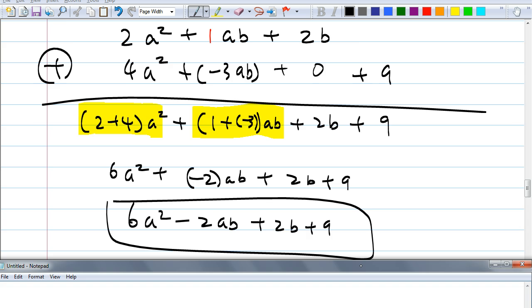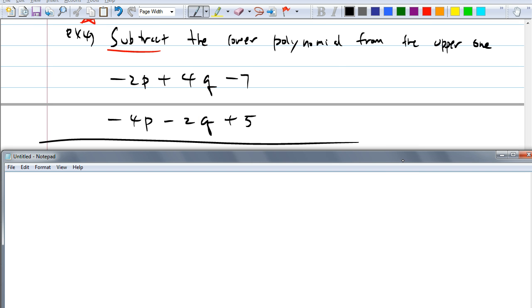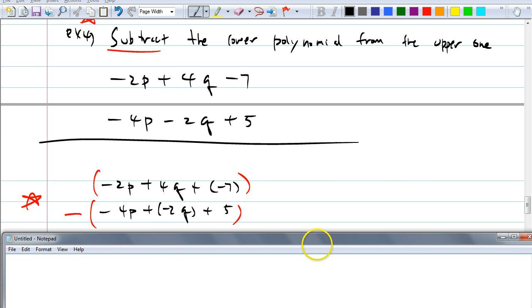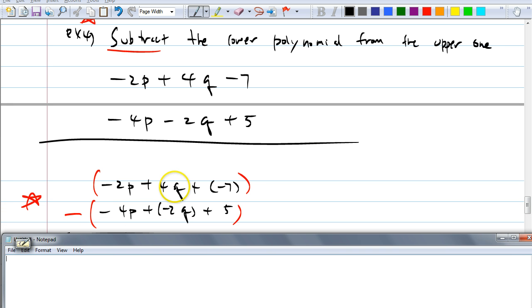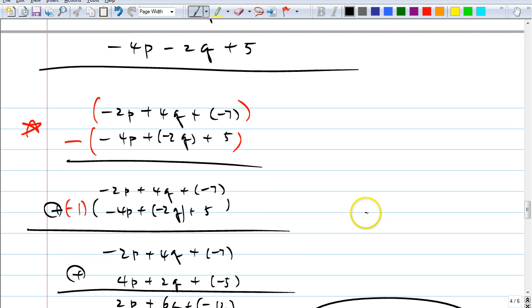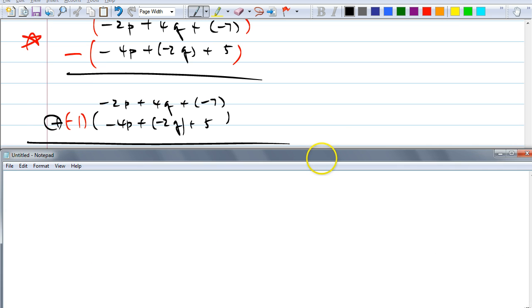Okay, here we go. It says subtract the lower polynomial from the upper, right? Now, if I give it to you this way, can I subtract as it is? No. It means first I change everything to addition. It means you should subtract the whole thing on the bottom, right? Aren't you subtracting the whole bottom polynomial? Okay, so what should you do with this subtraction? You have to distribute the negative how many times? Watch this, guys. Okay, 3 times.